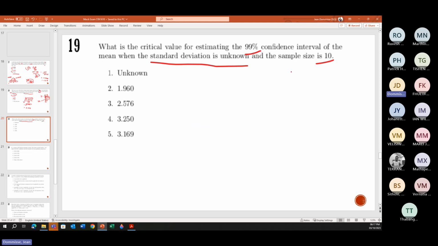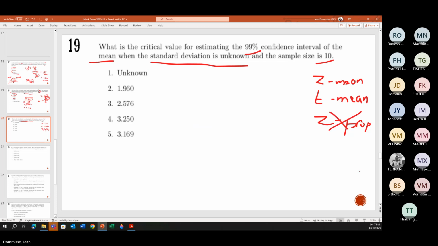Interval is basically, we can do Z for the mean, we can do a T for the mean, we can do a Z for proportion. Okay, so we definitely know, we're looking at the mean, so it's not Z for proportion. So mean and standard deviation is unknown. So actually we need to get the T.